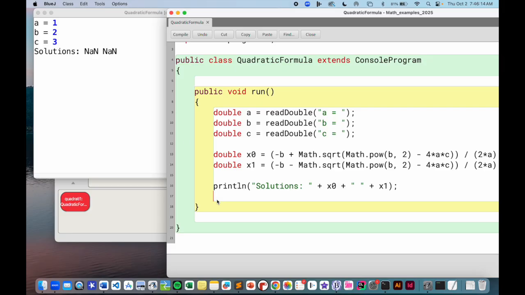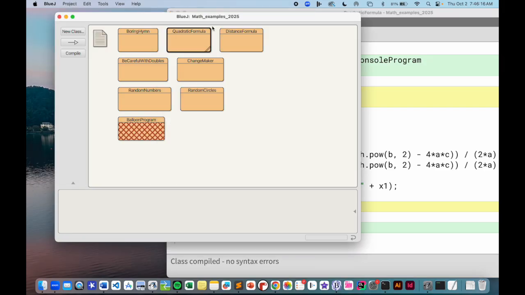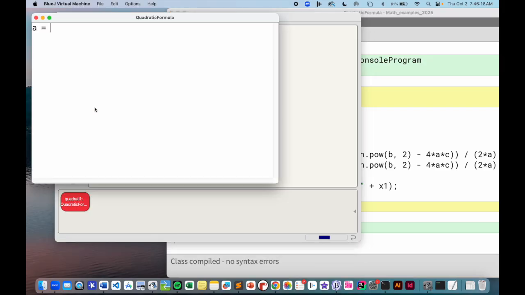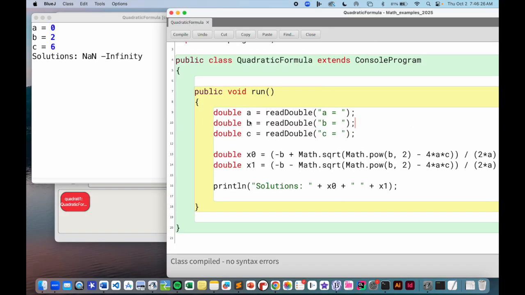There's another thing that might happen if you do something like this. Let's try to run this with 0, 2, and 6. And you get this weird kind of negative infinity. What's happening if I make a 0? Aren't I actually dividing by 0 over here, which we also know in math is not something I'm allowed to do? So it just gives me this kind of crazy answer.